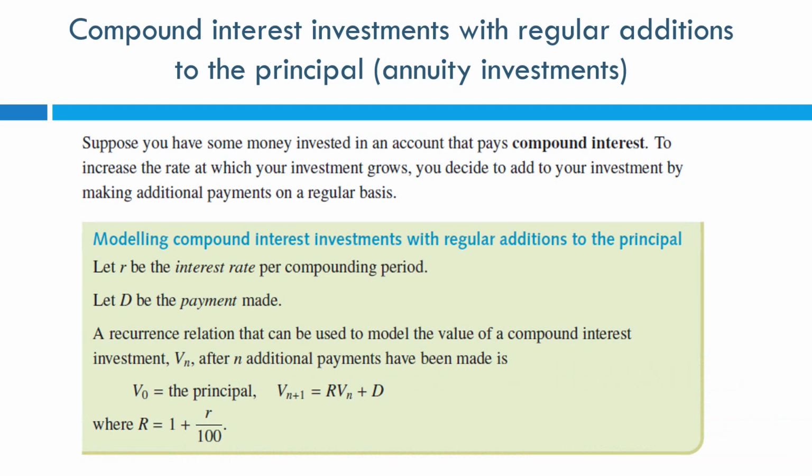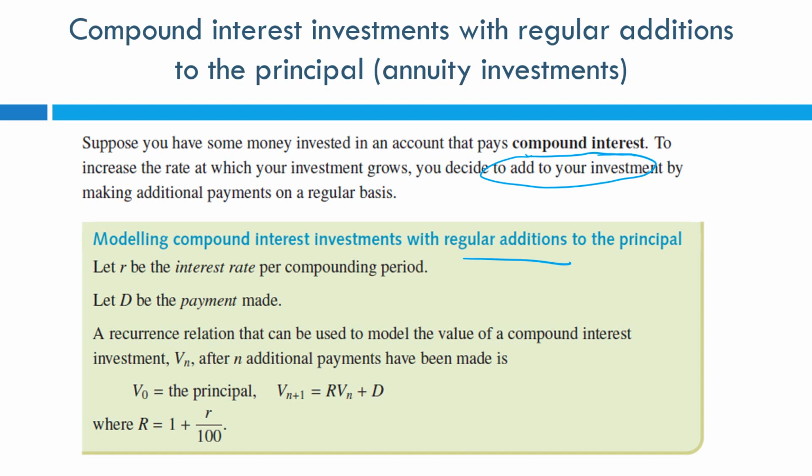Suppose you have some money invested in an account that pays compound interest. To increase the rate at which your investment grows, you decide to add to your investment. So this is the difference now. We're adding to our investment by making additional payments on a regular basis. Now, most of these formulas that you've seen here are not new to you anyway. So modeling compound interest investments with regular additions to the principal.